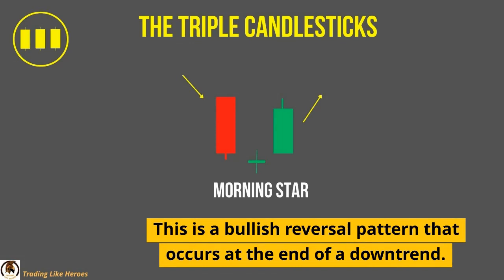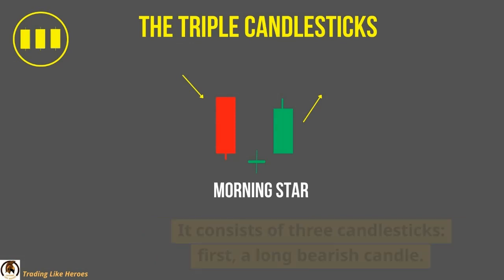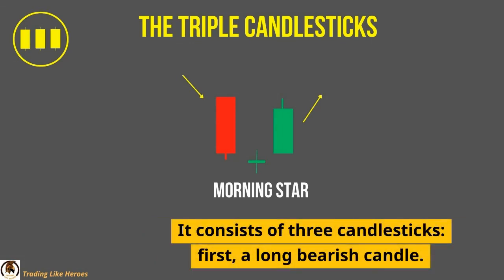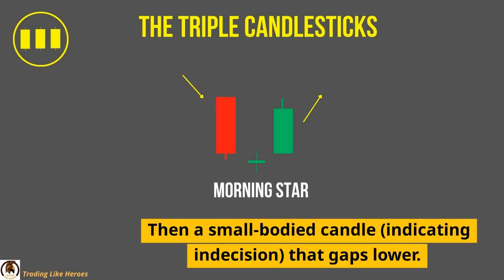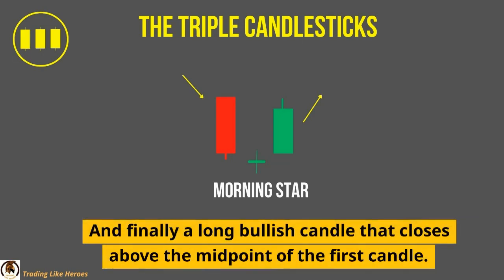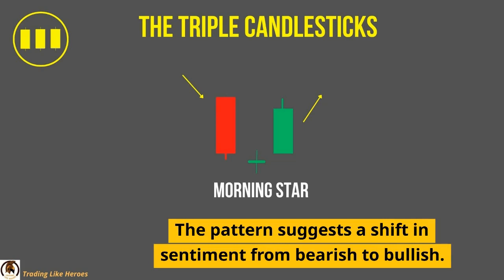1. The morning star. This is a bullish reversal pattern that occurs at the end of a downtrend. It consists of 3 candlesticks. First, a long bearish candle. Then a small-bodied candle, indicating indecision, that gaps lower. And finally a long bullish candle that closes above the midpoint of the first candle. The pattern suggests a shift in sentiment from bearish to bullish.